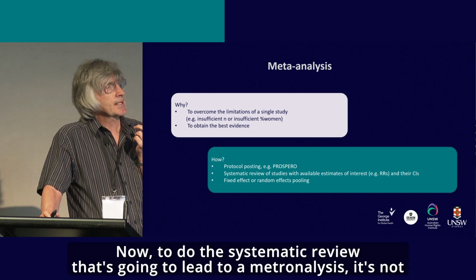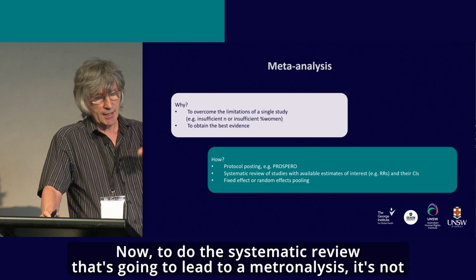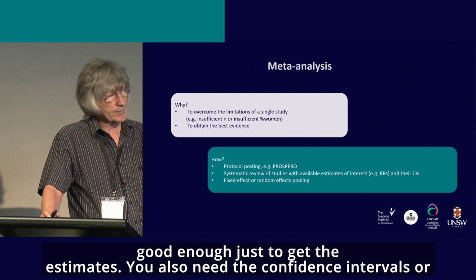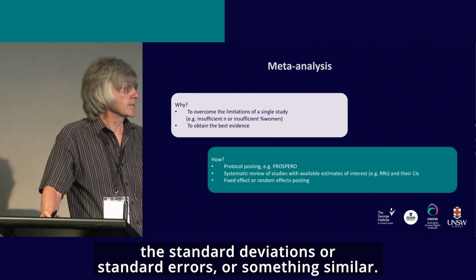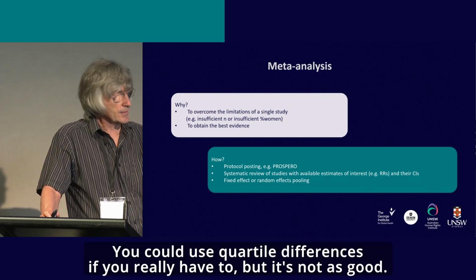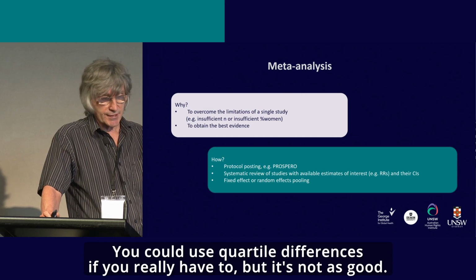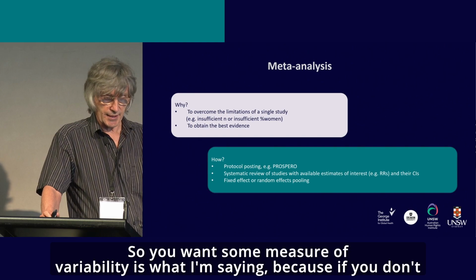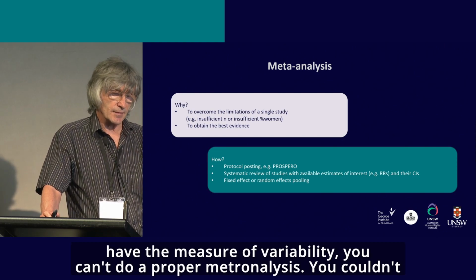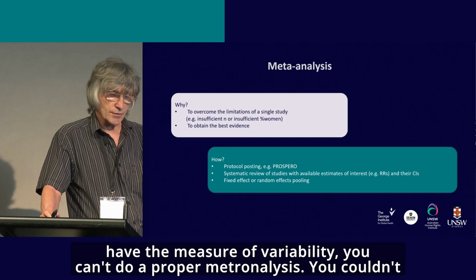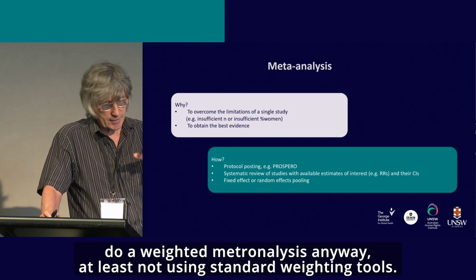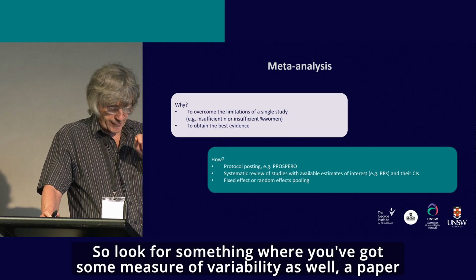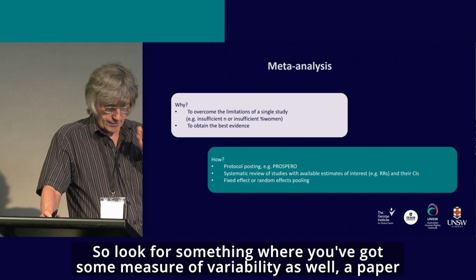Now, to do the systematic review that's going to lead to a meta-analysis, it's not good enough just to get the estimates. You also need the confidence intervals, or the standard deviations, or standard errors, or something similar. You could use quartile differences if you really have to, but it's not as good. So you want some measure of variability, because if you don't have it, you can't do a proper meta-analysis. You couldn't do a weighted meta-analysis anyway, at least not using standard weighting tools. So look for something where you've got some measure of variability as well.